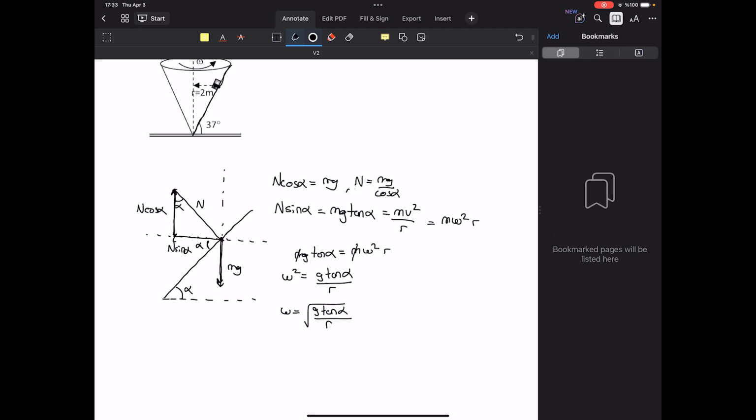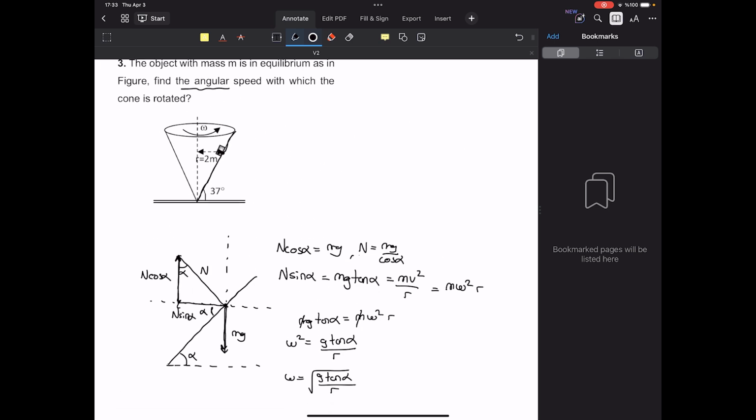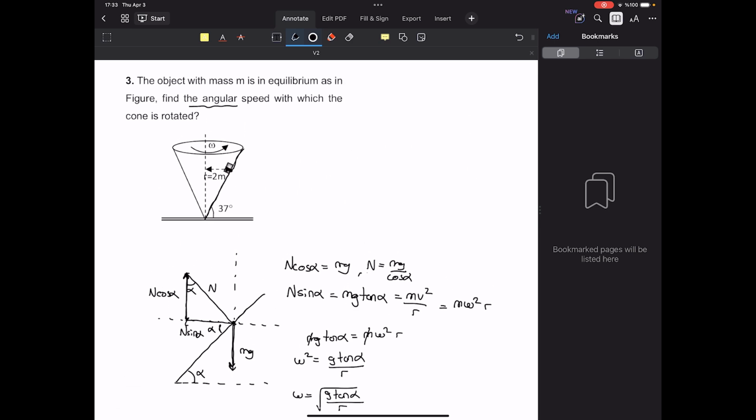Here you can put in the values if you want. I'm not gonna, because it's just a calculator job. Anyway, that was the first question.